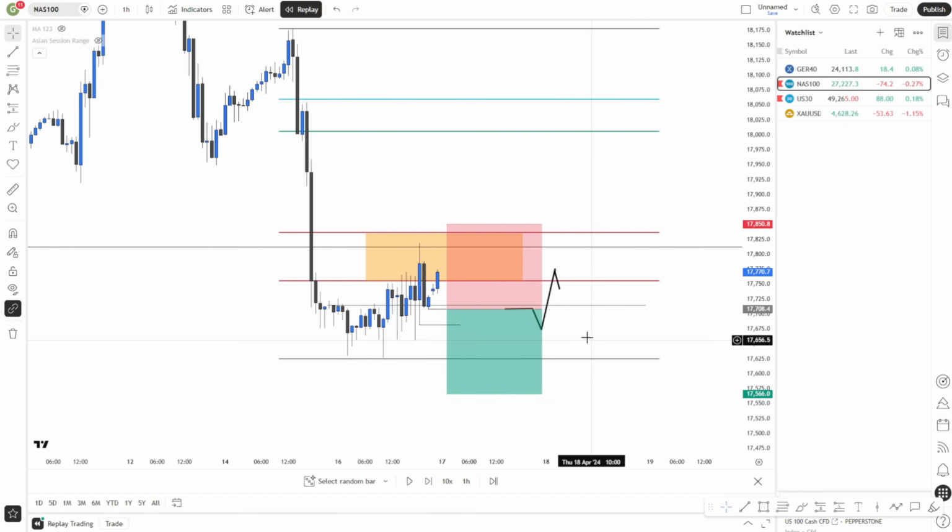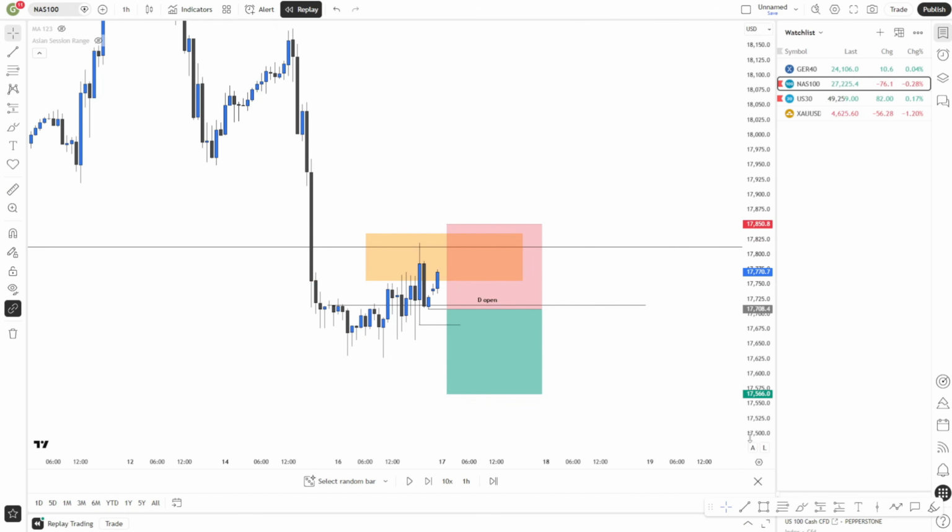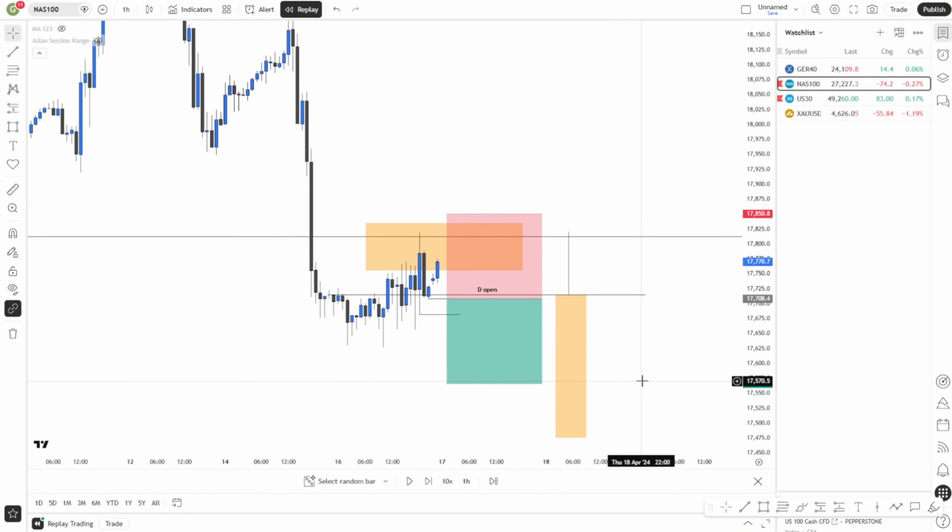This is the wick being printed. Hold on, let me make it clean. Okay, so this daily open, this is our continuation levels. Okay, so let me remove the fibs. And now this is basically the daily wick, and we are expecting bearish body to be printed like this. Okay, super simple.